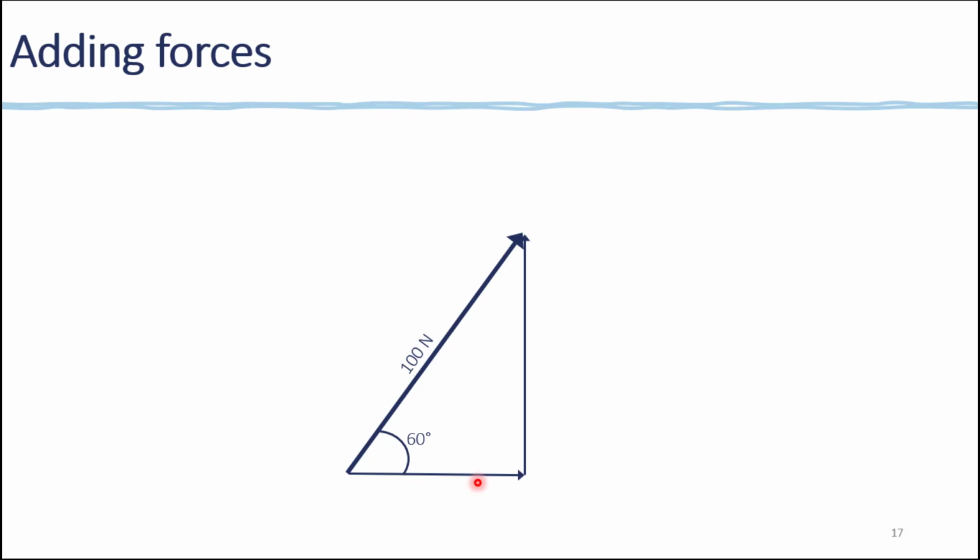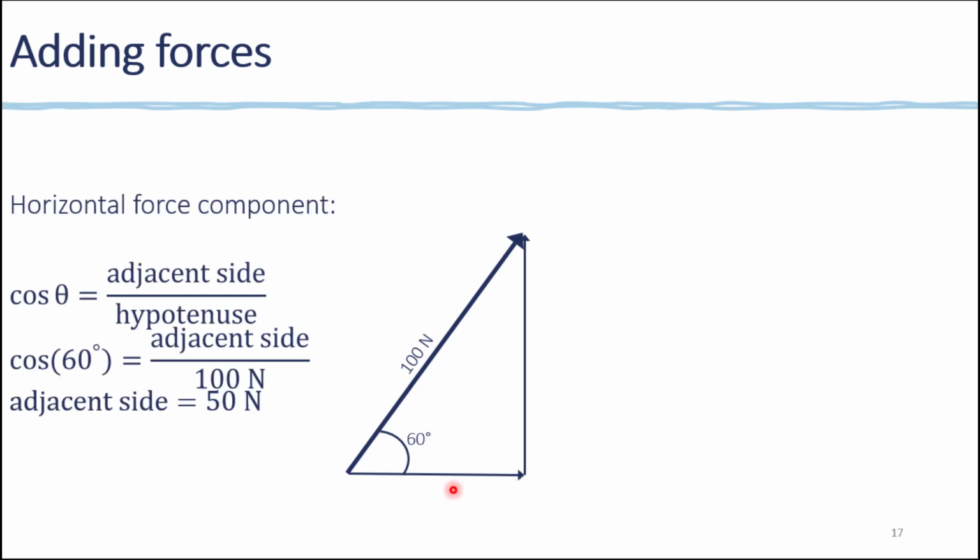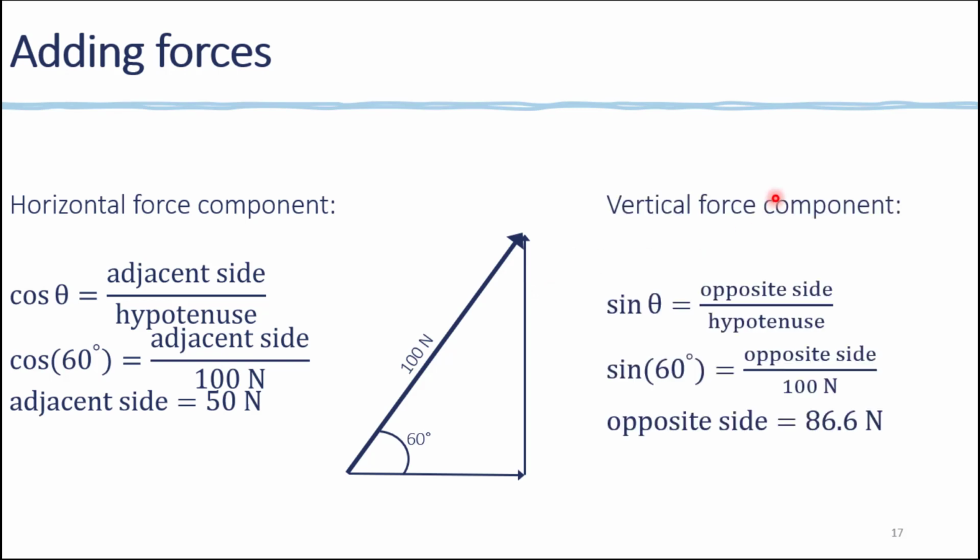So the horizontal side of the triangle is the side adjacent to this 60-degree angle, which means that we can determine the length of the horizontal component by using the cosine function. So using the cosine function, we determine that the horizontal component of the resultant is 50 newtons. And next, we need to solve the vertical component of the force. This time we use the sine function because we're looking for the opposite side of the triangle. And we obtain a vertical component force of 86.6 newtons.